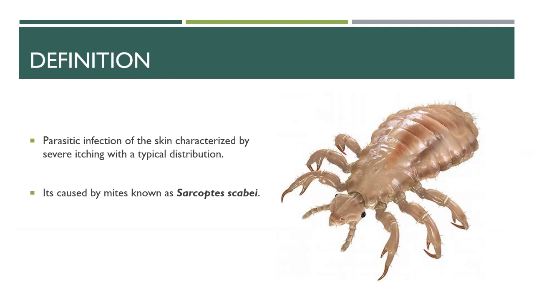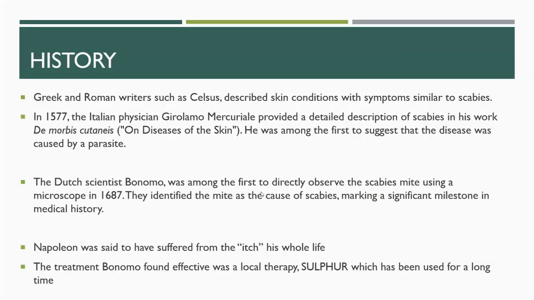So there are different kinds of mites, but this one is normally regarded as the itch mite, or Sarcoptes scabiei. So just look at the historical perspective. The disease scabies has been there for quite some time, and it has been described since the Greek and the Roman times, where Celsus and the rest described some diseases that had the same kind of signs and symptoms as scabies. Around 1577, there was a first suggestion that this disease actually was caused by a parasite, and this was mostly described by Girolamo in his work De Morbis Cutaneis, which basically translates to on diseases of the skin.